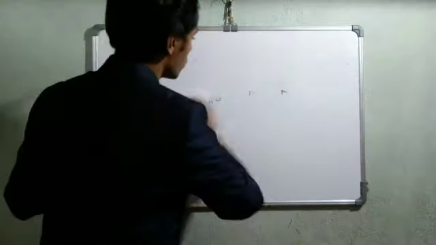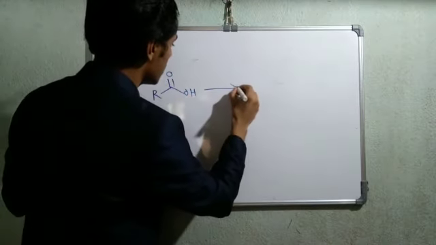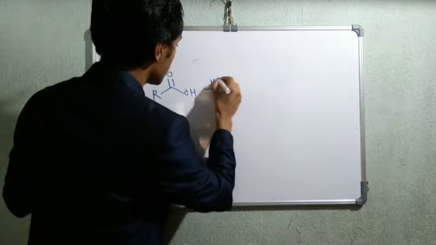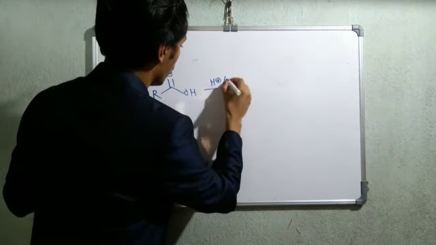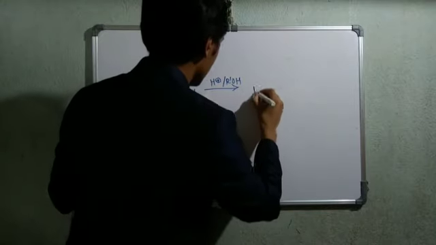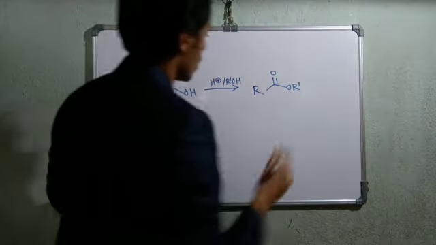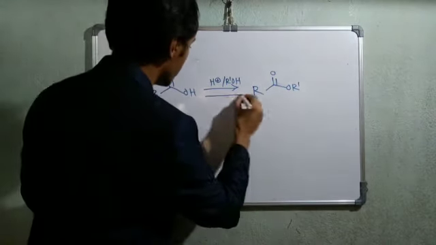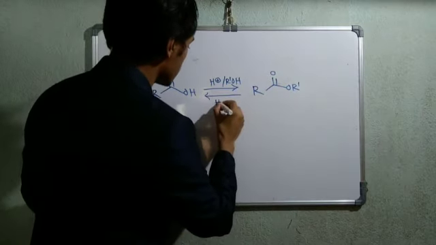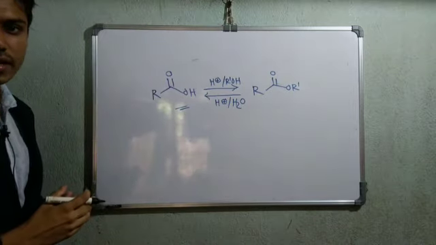Now the next substitution reaction which I am going to talk about is the esterification reaction and the ester hydrolysis. So if you have a carboxylic acid, and you treat this with H plus and an alcohol like R'OH, any alcohol, it may be ethanol or methanol, anything, then you will form an ester, OR'. So this is how an ester is formed. Now this reaction is reversible, and this ester can be hydrolyzed in the presence of H plus and H2O to give you this carboxylic acid back.